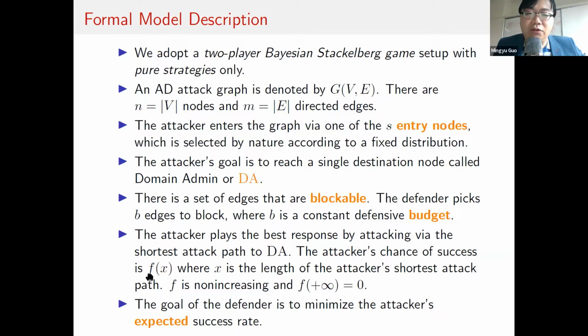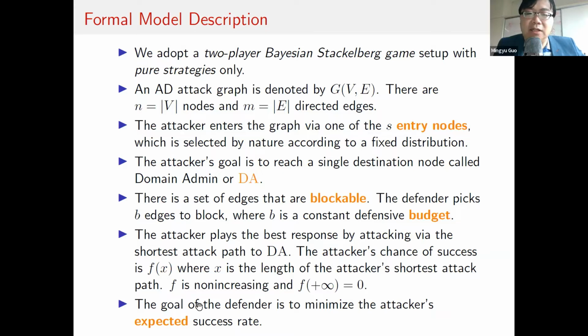Well, we actually use f to represent the chance of success. And a longer attack path means lower chance of success. And then no path at all means a 0 chance of success. And we assume that f is given.